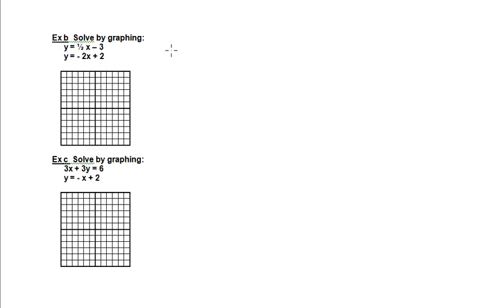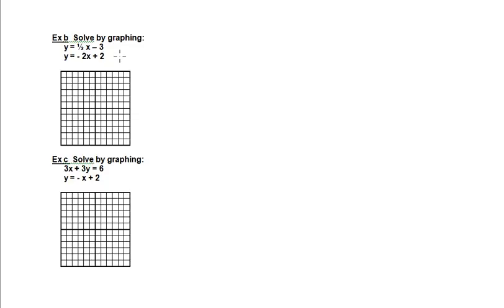I'm going to show you how to solve a couple of systems of equations by graphing. So let's take a look at this system here. We've got two equations, y is equal to half x minus 3, and also y is equal to negative 2x plus 2. Each of these equations represents a line that can be graphed, and we can graph either by plotting points or by using the slope-intercept method.